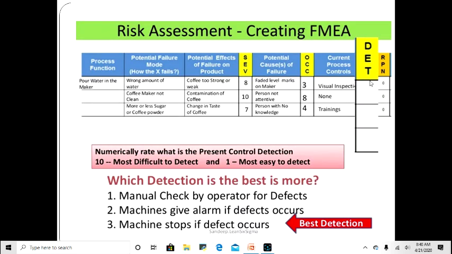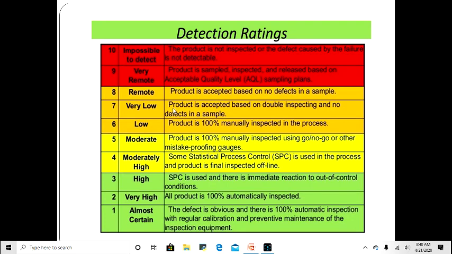And then, how good are you at detecting this? Visual inspection you can detect very easily. So that also has to be graded on a 1 to 10 scale now, and there is a chart for that also. See, detection ratings. If it is impossible to detect where the problem is occurring, then your number is 10. Product is acceptable based on no defects in the sample, 8.